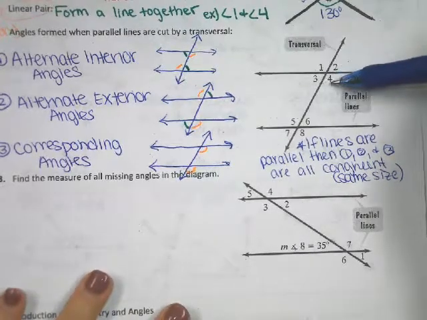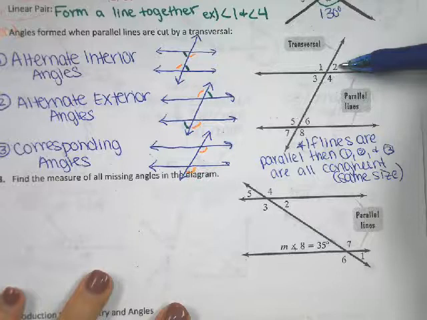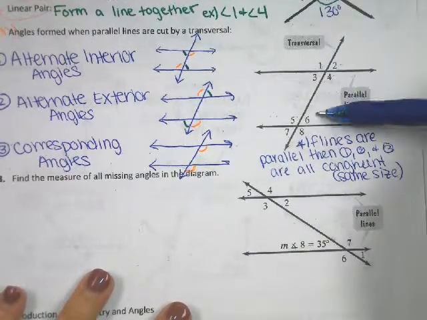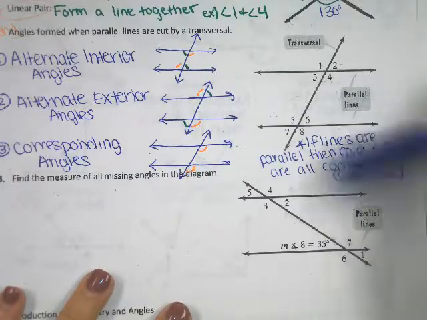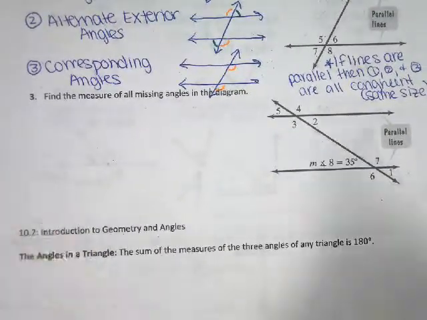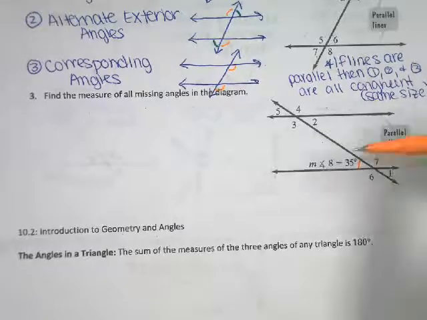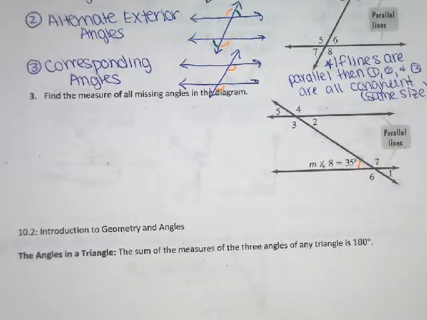So for instance, 1 and 4 would be congruent because they're vertical, but 1 and 2 would be supplementary because these are a linear pair. So 2 and 6 would be the same because they're corresponding, but then you also have some that are supplementary. So let's look at this example down here. If I'm given that this angle 8 is 35 degrees, I'm going to try to go in order of numbers. We'll see how that goes.